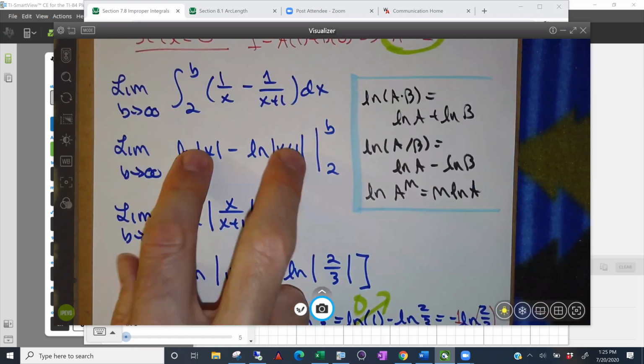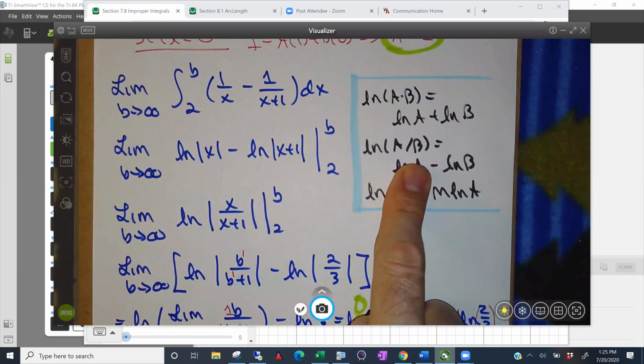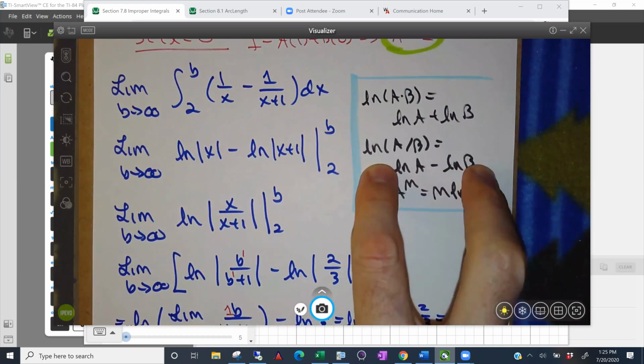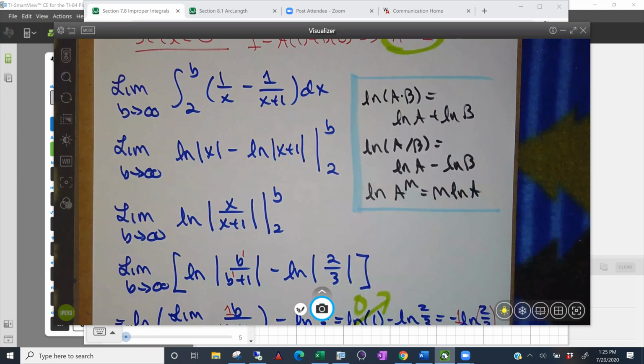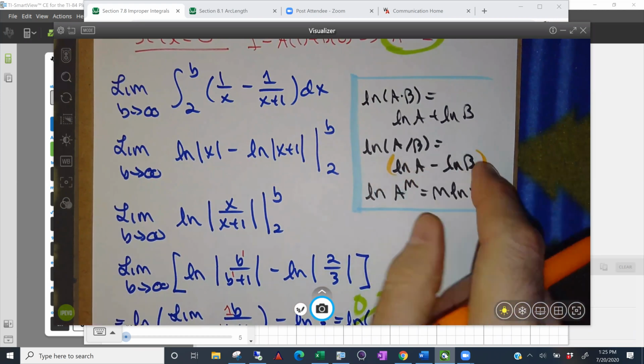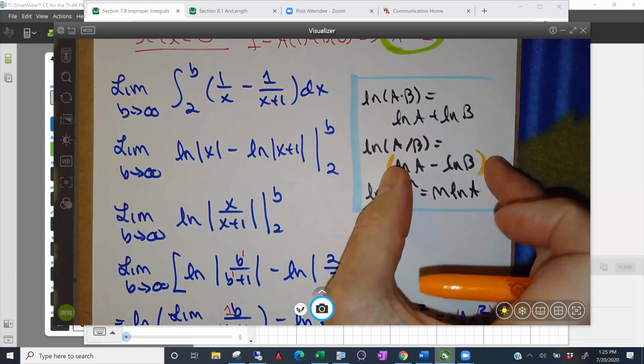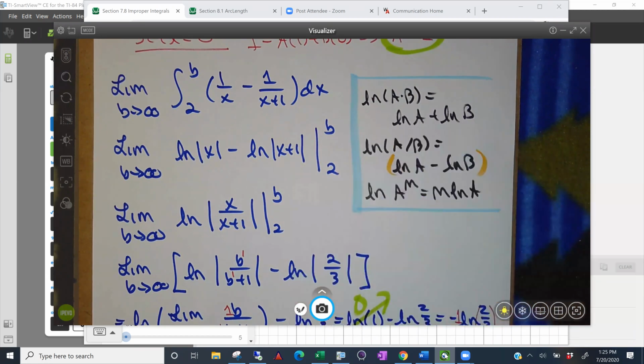I put these together using our rules for logs. So this is just your quotient rule right here, used in the kind of opposite direction. So we start out with a difference, turn it into a quotient.